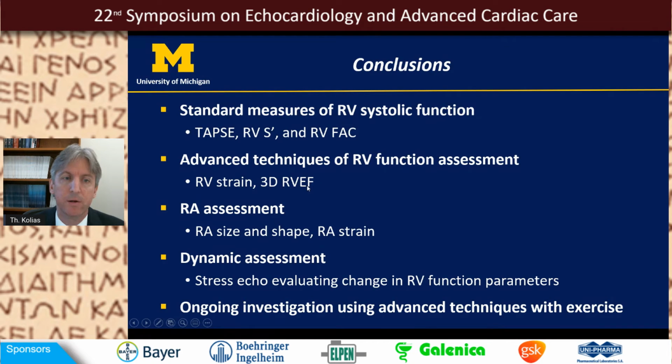In addition, right atrial assessment can also be performed, including assessing RA size and shape and determining RA strain, which can also help in determining outcome in pulmonary hypertension. And also dynamic assessment of the right ventricular function can be performed by using stress echo to evaluate change in RV function parameters. Lastly, there's ongoing investigation using advanced techniques with exercise, especially right ventricular strain, which is something that has been of interest at our center as well.